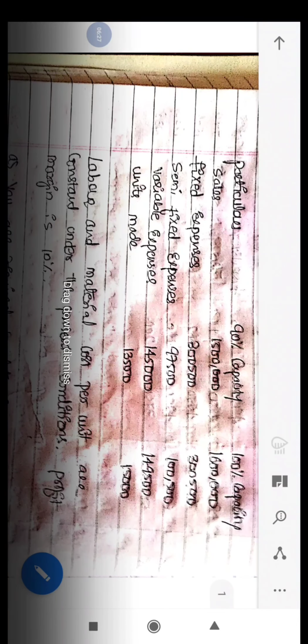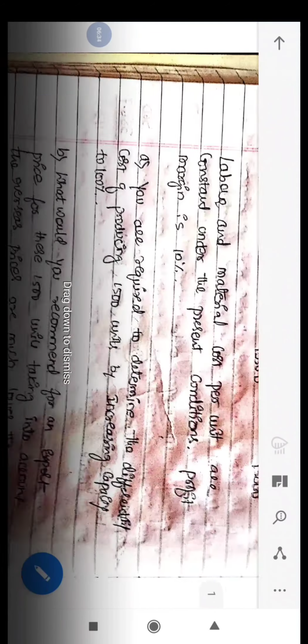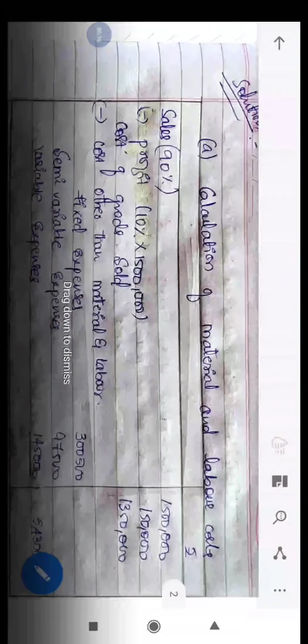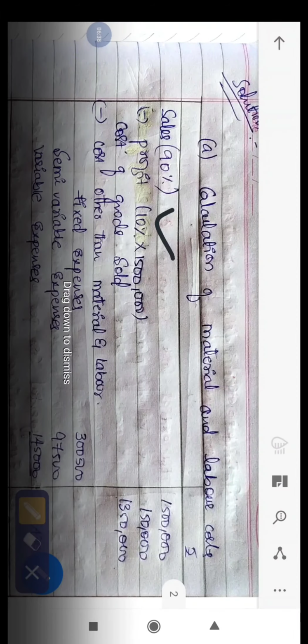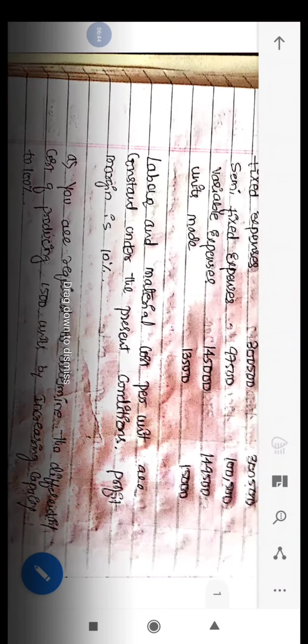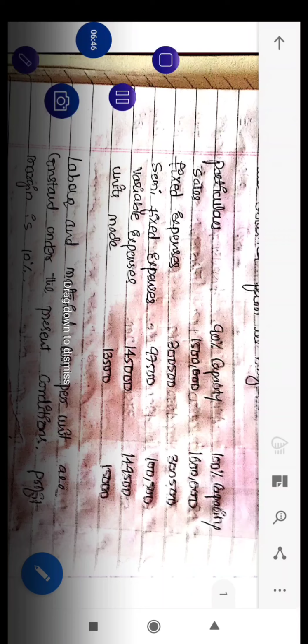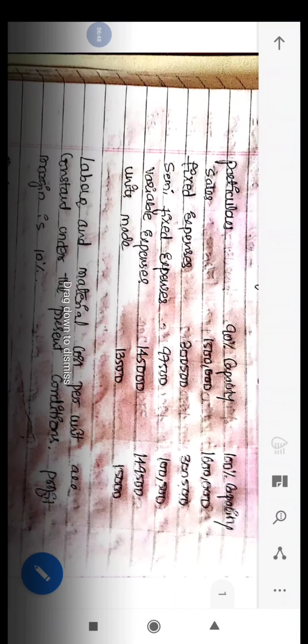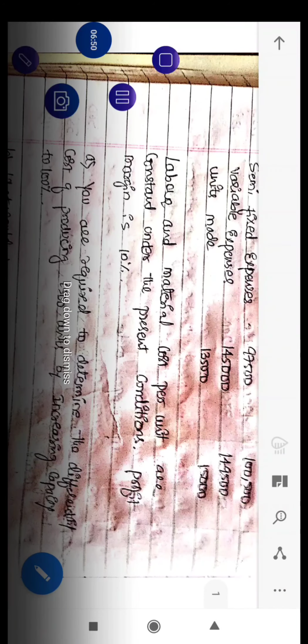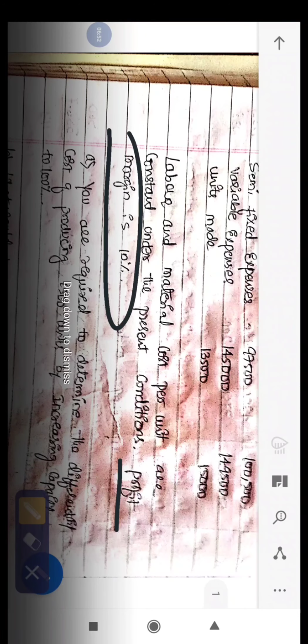First of all, we have to calculate the labor and the material cost. For that we need sales. So first take sales, that is of 90%, because the firm is currently operating at 90%. The 90% sale is 15 lakhs. Next, they have mentioned that profit margin is 10% on sales.